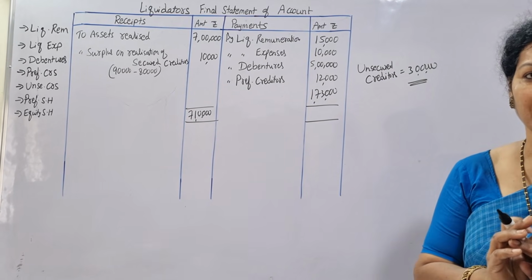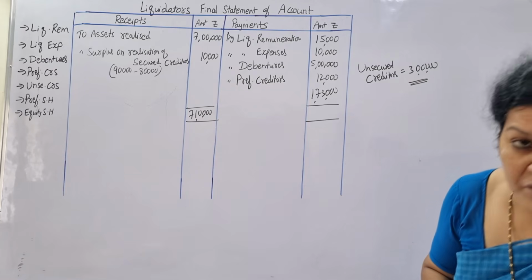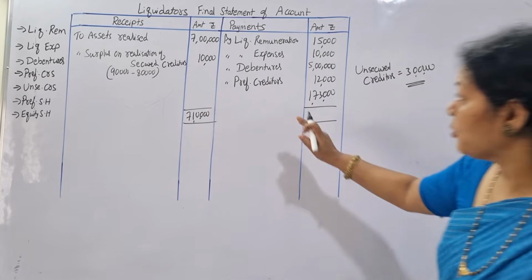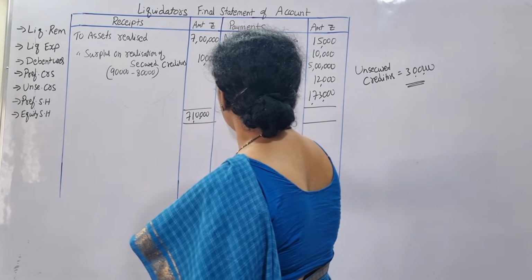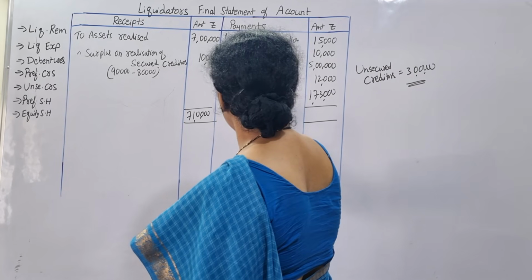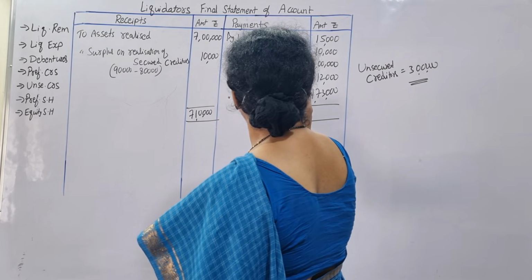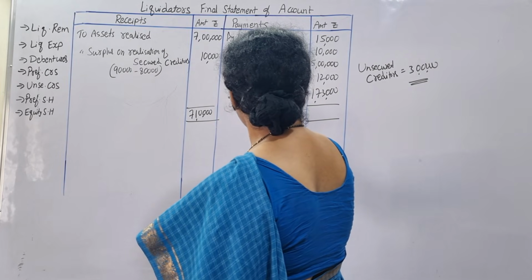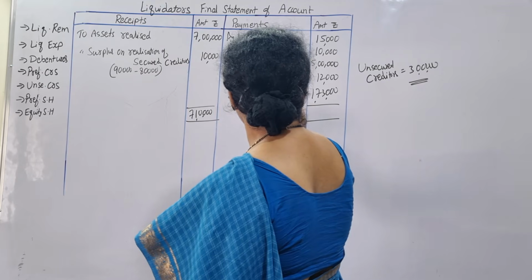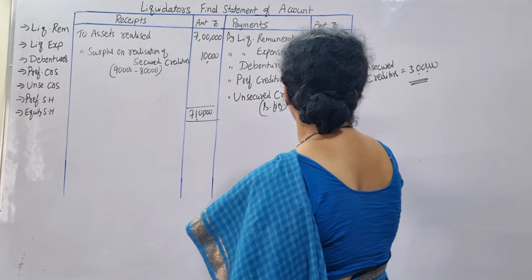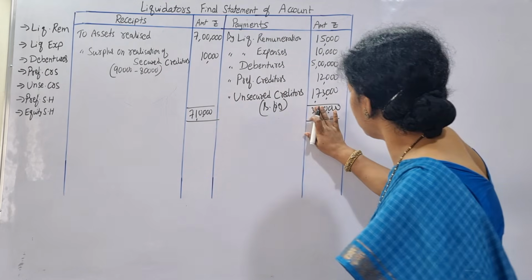This will be paid to the unsecured creditors. So we are paying the unsecured creditors. I'll explain once again, so there is no confusion. Unsecured creditors: this is the balancing figure. Sorry, 7 lakh 10,000. What is this?